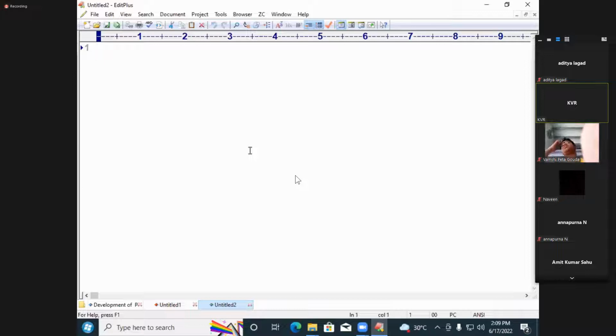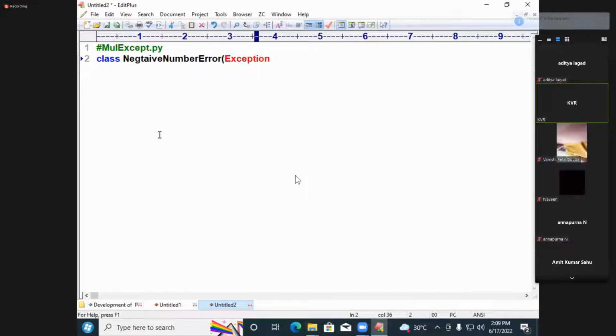So I'm writing here program for development of exceptions. What is this now? mul_except.py. For my multiplication table, what are the exceptions there? I am taking all of them into one place. Come on, students. Class, tell me. Negative number error, of exception. Colon what? Pass. Next, please.